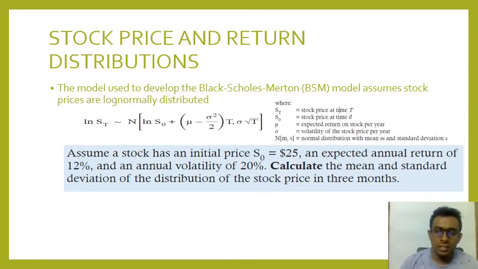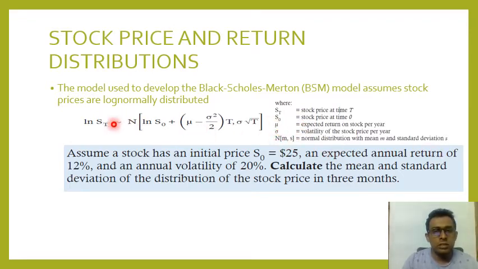Many assumptions have been made by Black-Scholes and Merton. One of the major assumptions is that stock prices are logarithmically distributed, or continuously distributed. This is the formula given by them to calculate the mean and standard deviation of a particular stock: ln ST is approximately equal to N of ln S0 plus (mu minus sigma square by 2) t, comma, where this is the mean part, and the standard deviation part is sigma into root t. This is how we calculate the mean and standard deviation in a logarithmic distribution.